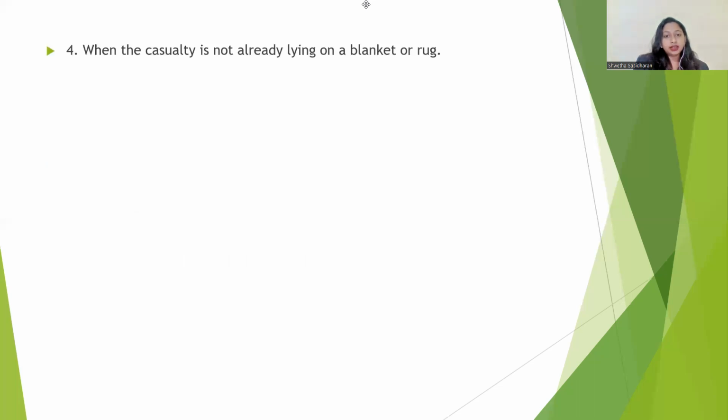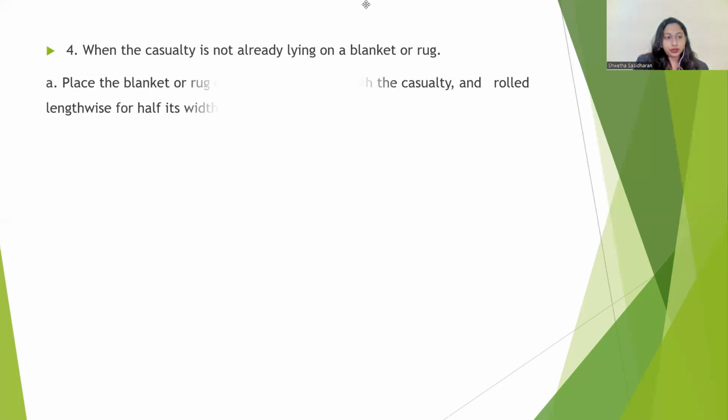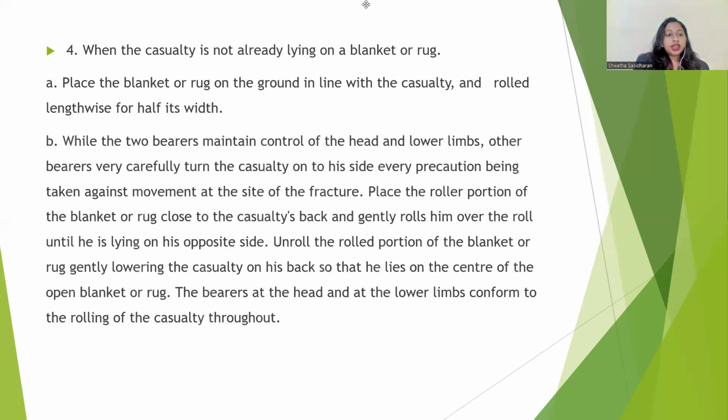When the casualty is not already lying on a blanket or rug, what do you have to do? Place the blanket or rug on the ground in line with the casualty and roll it lengthwise to half of its width. While two of the bearers maintain control of the head and lower limbs, the other bearers should carefully turn the casualty on the side, taking every precaution against movement at the site of the fracture. Place the rolled portion of the blanket or rug closely against the casualty's back and gently roll him over the roll until he is lying on the opposite side.